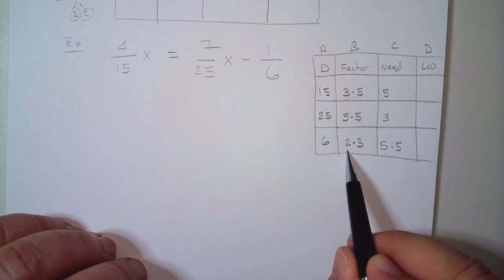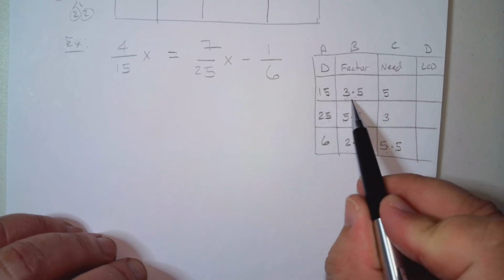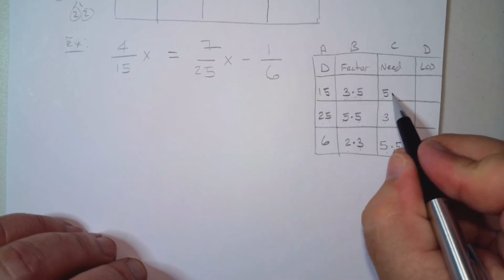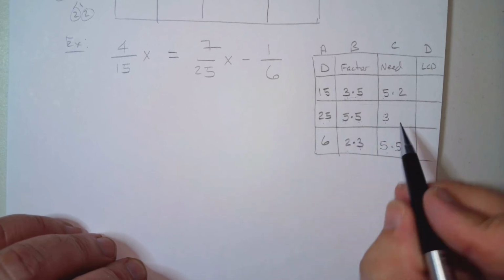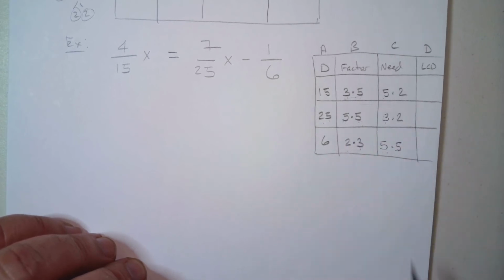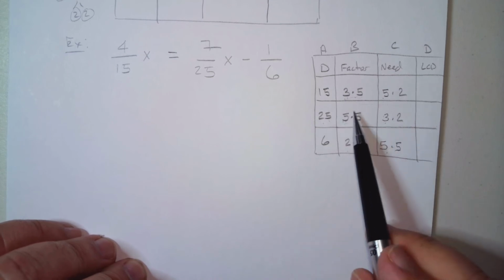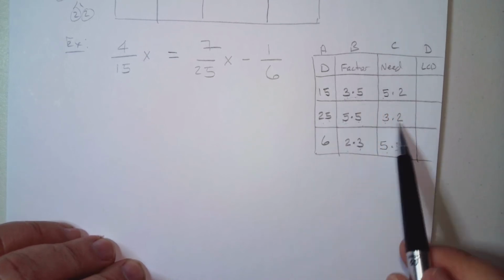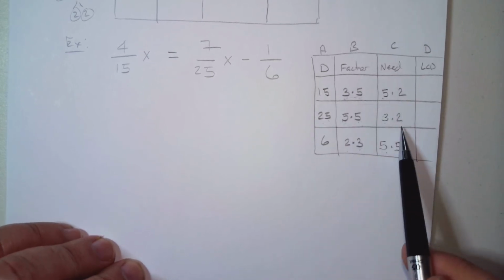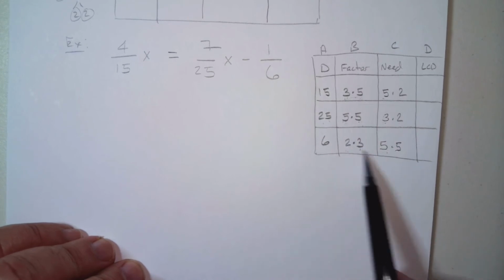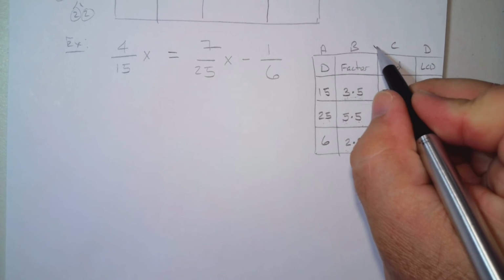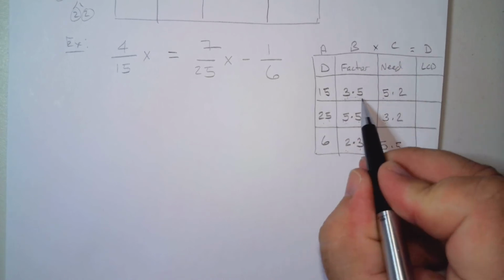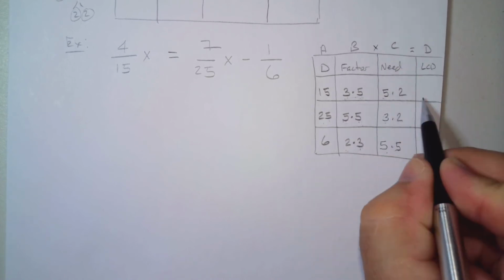Now, the last one has a 2. This one doesn't have a 2, so it needs a 2. If this one doesn't have a 2, it needs a 2. So each one of these now has a 2, a 3, and two 5s. If we multiply the B and C, all of these numbers times these, we get the LCD.